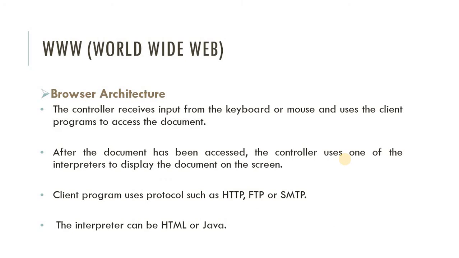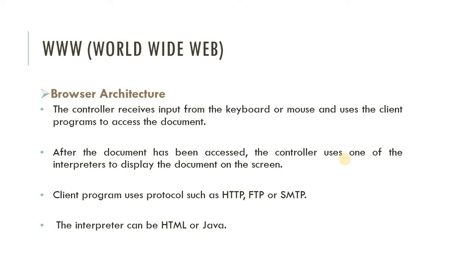The controller receives the input from the keyboard or the mouse and uses the client program to access the document. Yes, suppose I write something in the search box, so the input goes through the keyboard. So this is how we can make a request to the browser. After the document has been accessed, the controller uses one of the interpreters to display the document on the screen. Suppose I request a web page, the request goes to the server and then the server replies with that web page. Yes, so that web page is displayed over the window screen, and that is done with the help of the controller.